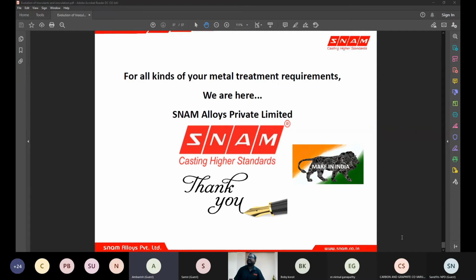How much inoculation do we need to use for 1 ton of liquid metal, sir? Sir, actually, when you talk of inoculation addition rate, the amount of metal is not the actual criterion. It depends on what kind of casting you make, whether ductile iron or gray casting, its section sensitivity, and what property you are trying to achieve.